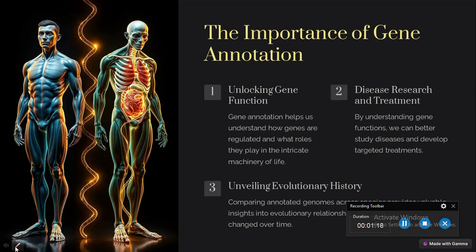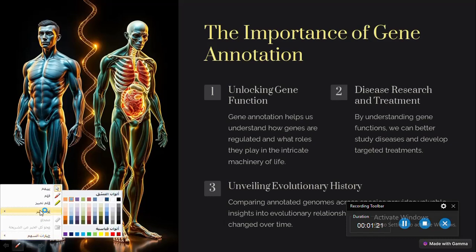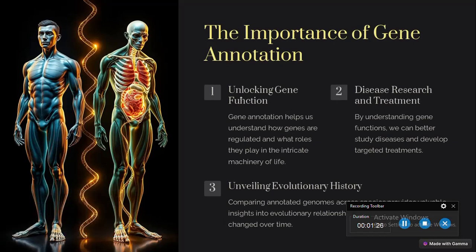What is the importance of gene annotation? Number one, unlocking gene function. Number two, disease research and finding a treatment. Number three, unveiling evolutionary history. Unlocking gene function: gene annotation helps us understand how genes are regulated and what role they play in the intricate machinery of life. Disease research and treatment.